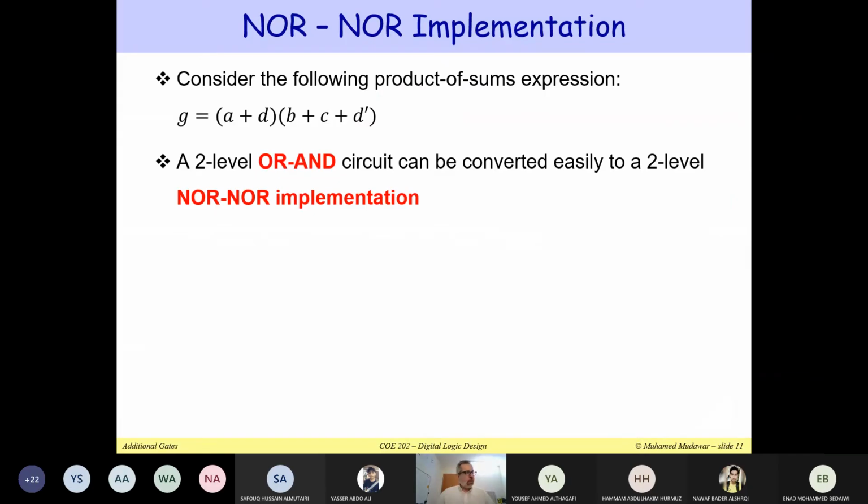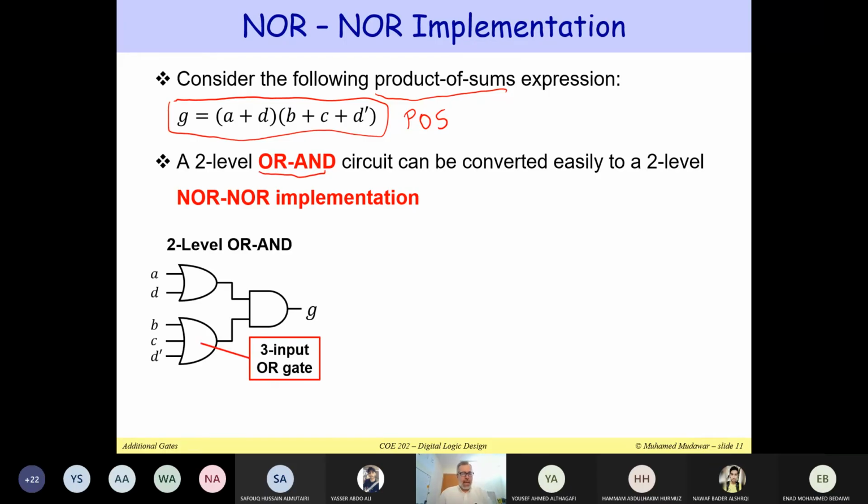Now, in the case of NOR, rather than using a sum of products, we use a product of sums. So here I'm going to have a product of sums expression for the function g. So this is my function g, which is expressed as a product of sums. These actually are sum terms, which are OR terms. And when I take the product, it means I'm taking the ANDing of these OR terms. Now, if you have a product of sums expression, you can draw a 2-level OR AND circuit. So this is my 2-level OR AND circuit.